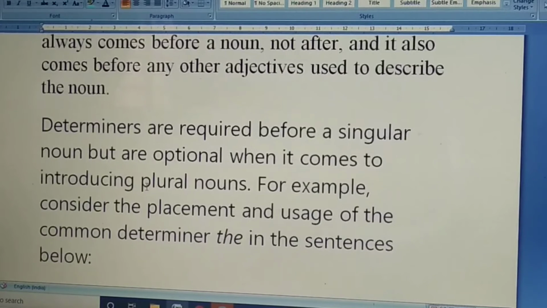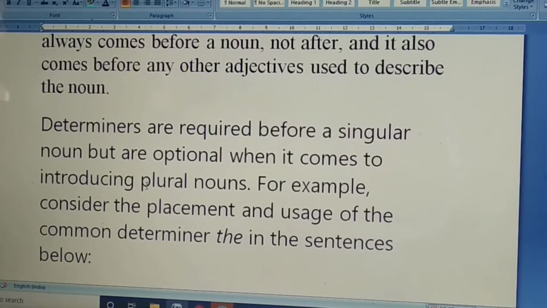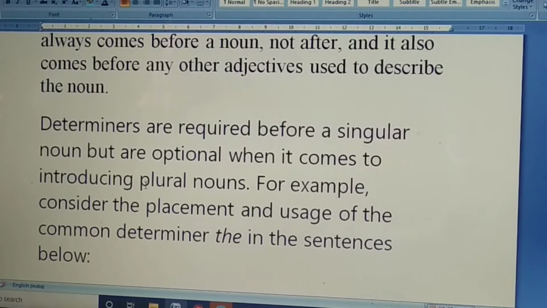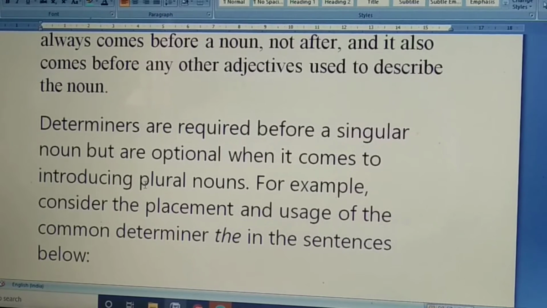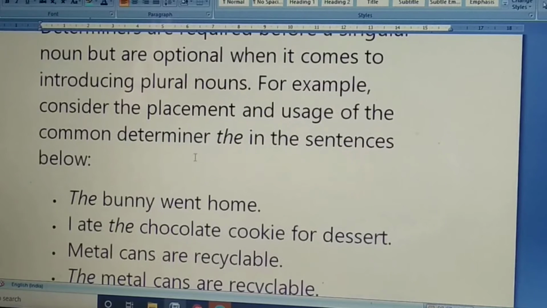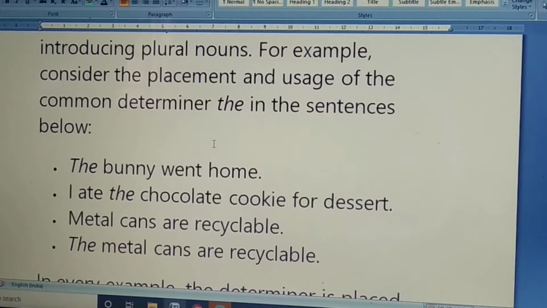Determiners are required before a singular noun but are optional when it comes to introducing plural nouns. So before singular nouns it is a must, but before plural nouns it is optional. For example, consider the placement and usage of the common determiner "the" in the sentences below. So "the" is a determiner. The bunny went home. Bunny is a noun, and the determiner comes before the noun.